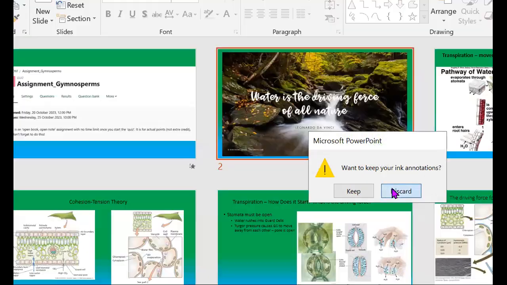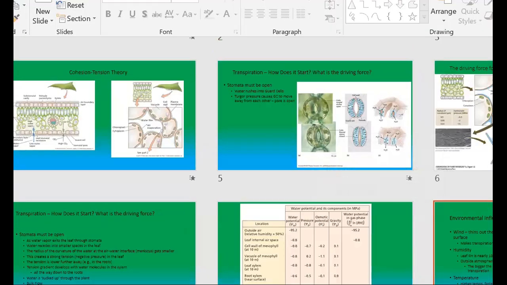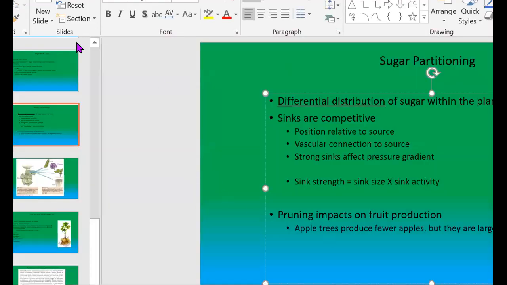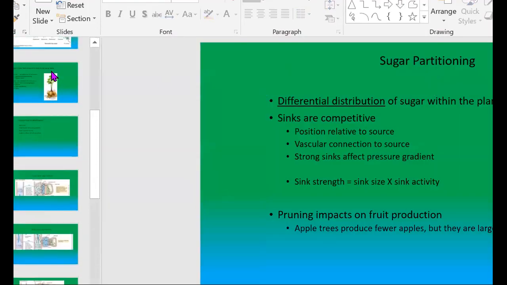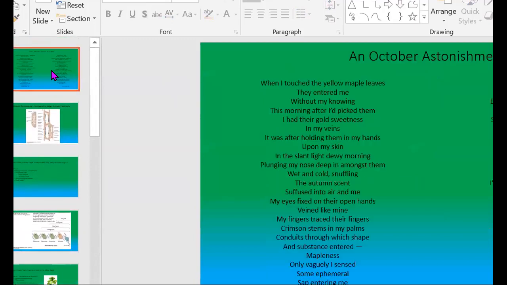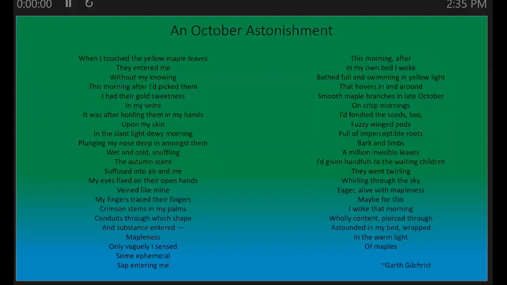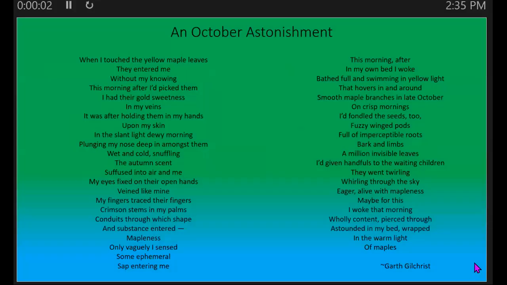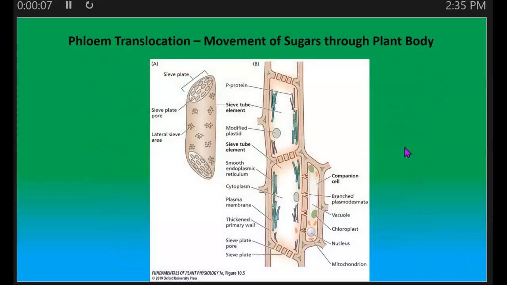The next topic I wanted to talk about is right next door to the xylem, which is looking at phloem. There's a nice poem I put in there too on October, the autumn colors, so you can read that. It's a very nice poem. Read that before you study, it'll put you in a good mood.